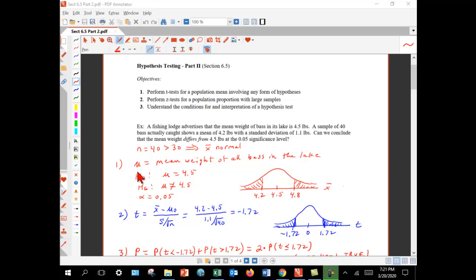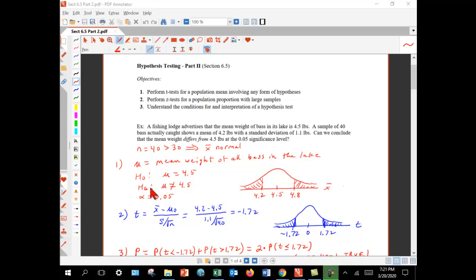First step, let's identify the hypotheses. So this is a test for a mean. We're just trying to discuss something about a population mean. So maybe a note to myself that mu in this problem is going to stand for the mean weight of all bass in the lake.